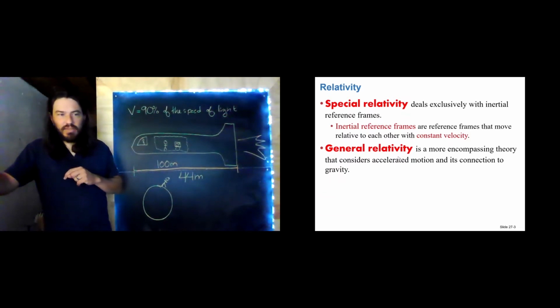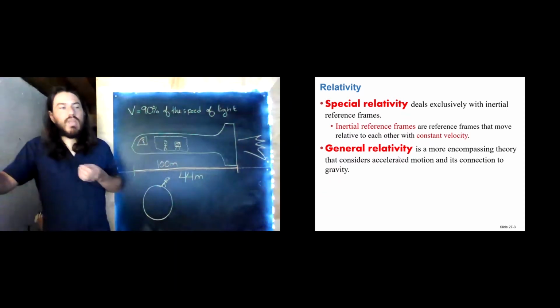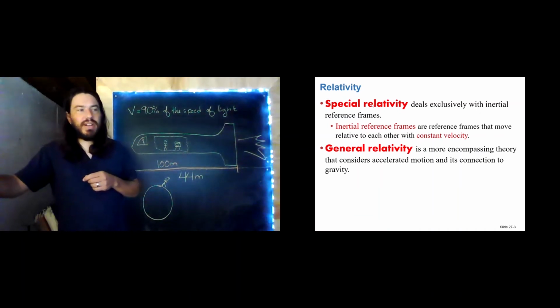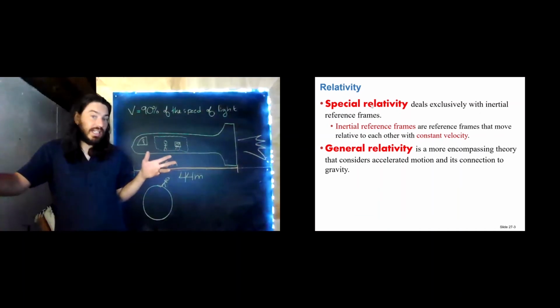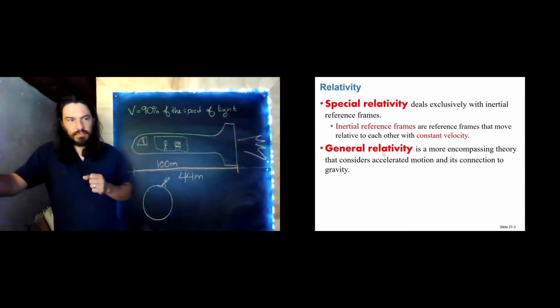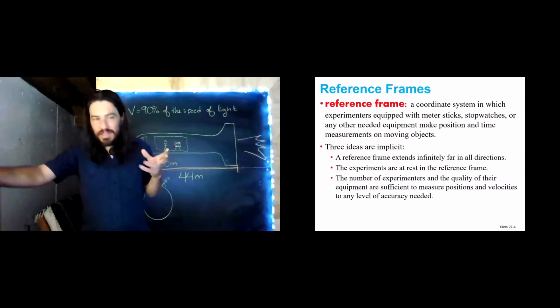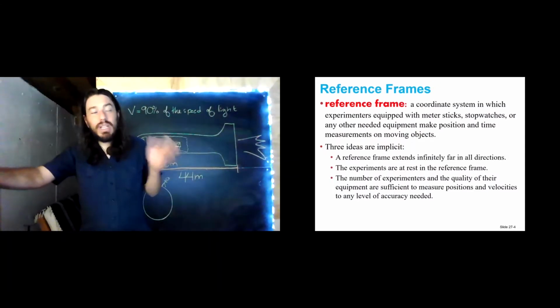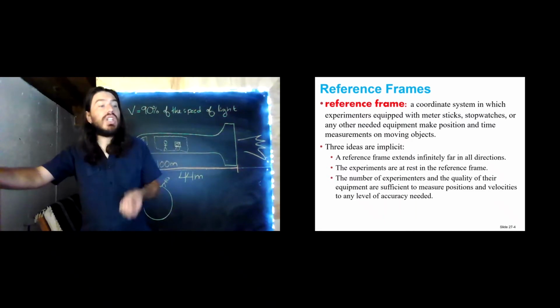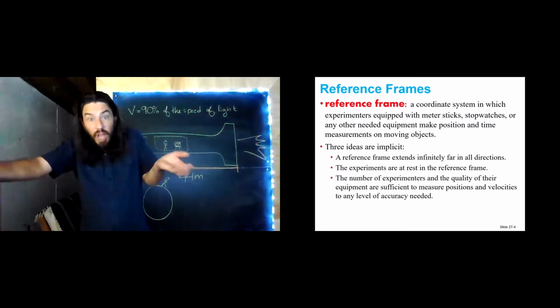Now, general relativity is a more encompassing theory that considers accelerated motion and its connection to gravity. Einstein published the special theory of relativity in 1905, and then he followed up with general relativity in 1916. A reference frame is a coordinate system in which experimenters equipped with meter sticks, stopwatches, or any other equipment can make position and time measurements on objects.